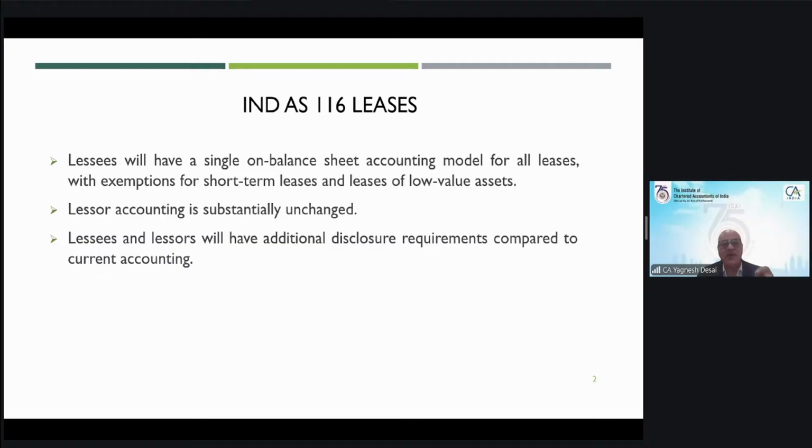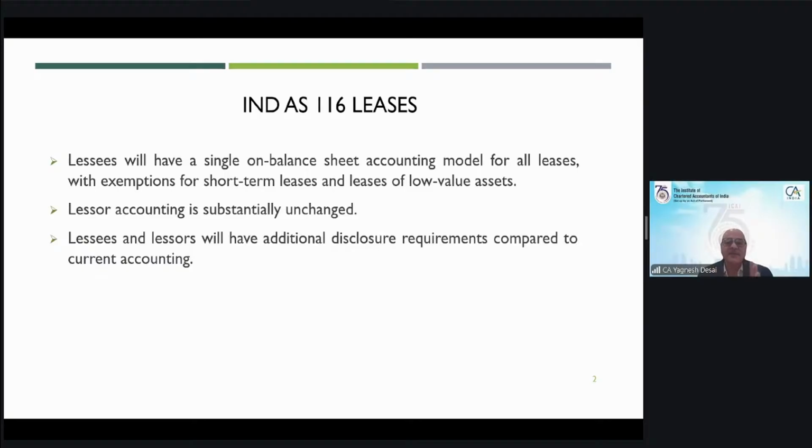My dear friends, virtually the same thing is done by the lessee under the new model of 116 with little change. What is the change? The change is, instead of fixed assets under finance lease, the nomenclature is right of use asset. Right of use asset could be land, could be building, could be vehicle, could be laptops, could be computers, could be machinery, could be anything.